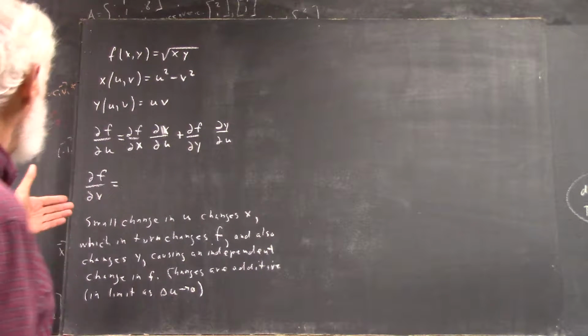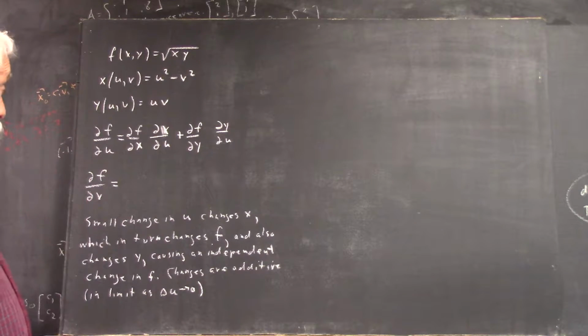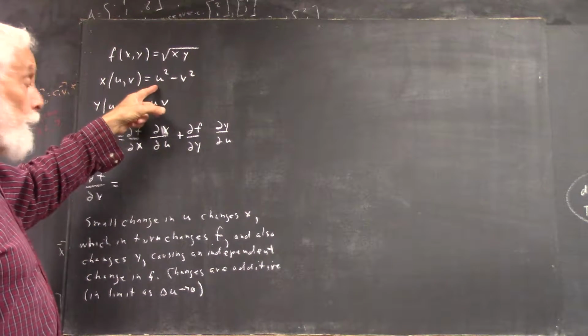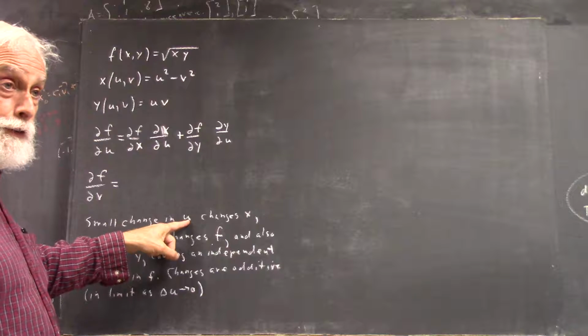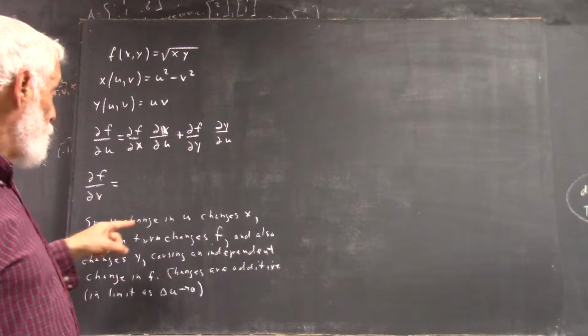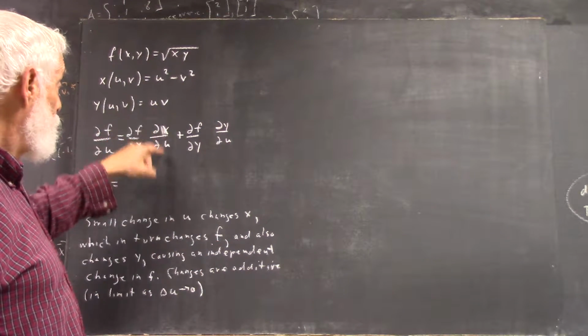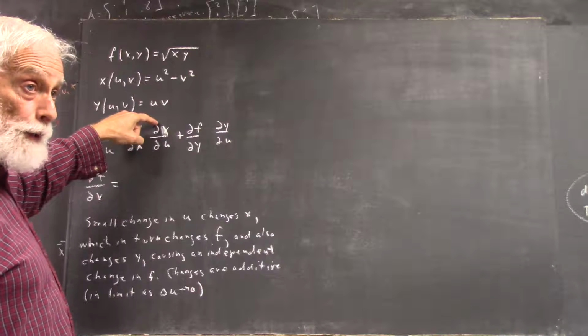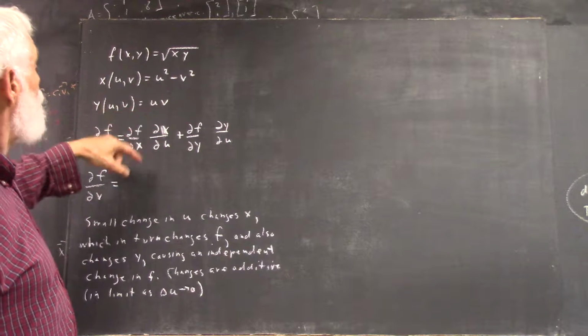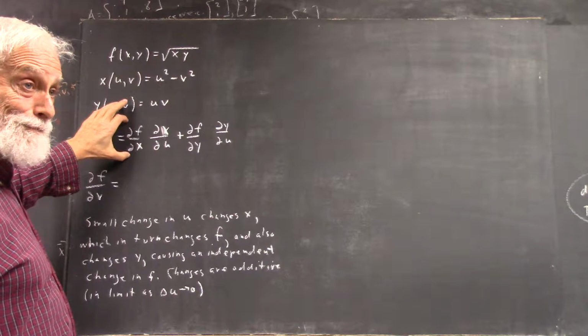Okay, so just writing out what this expression means, you start with the idea: what happens if u changes by a little bit? Well, a small change in u causes x to change, which in turn changes f. That gives you this: a small change in u changes x at this rate, and f changes at this rate with respect to x. Okay?